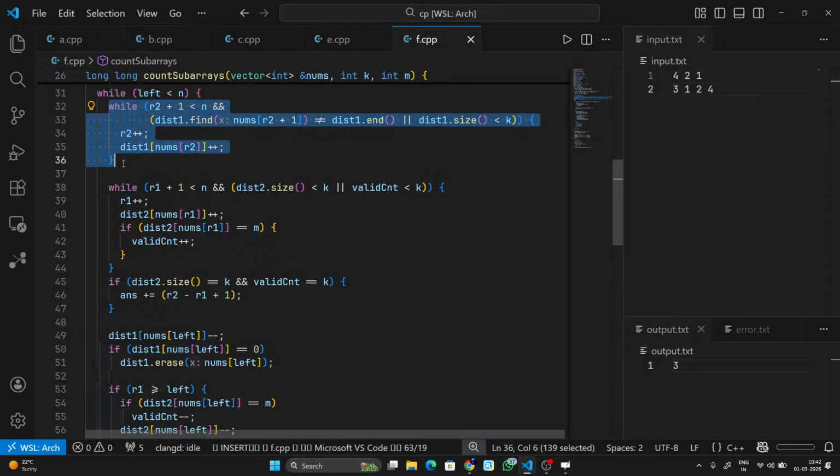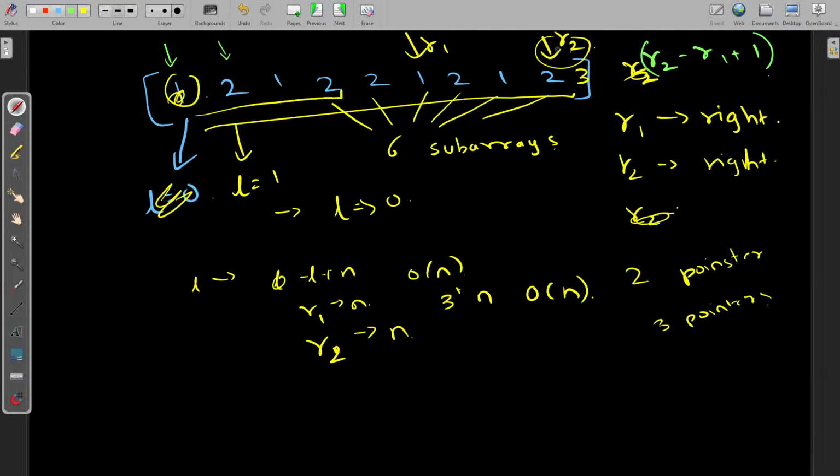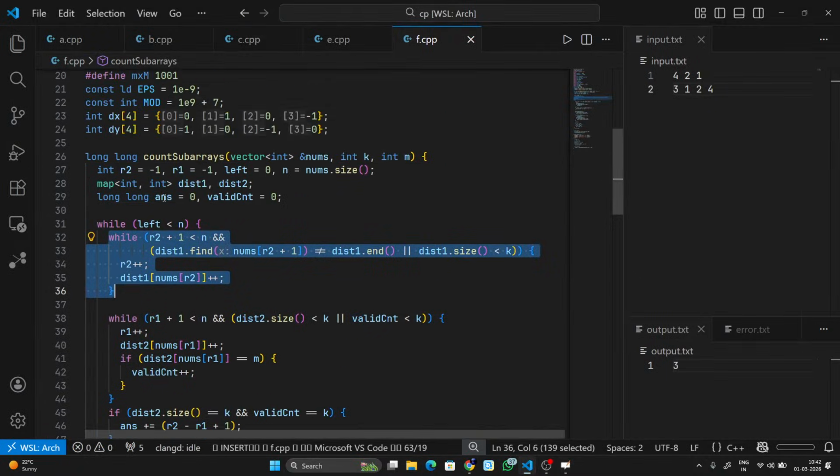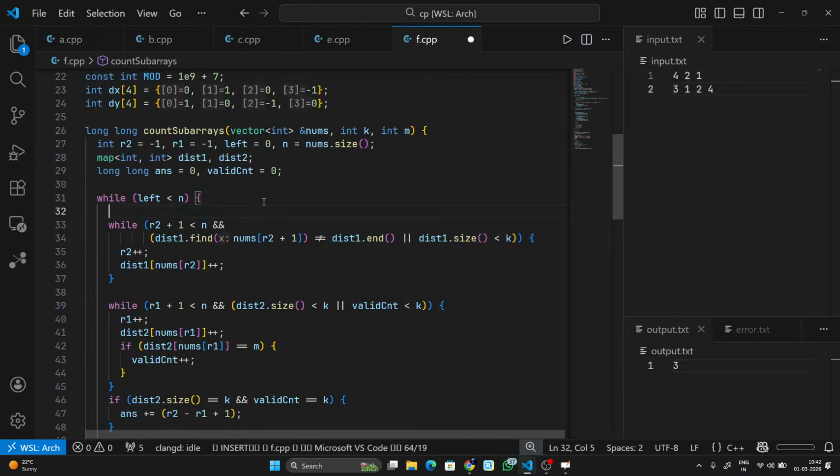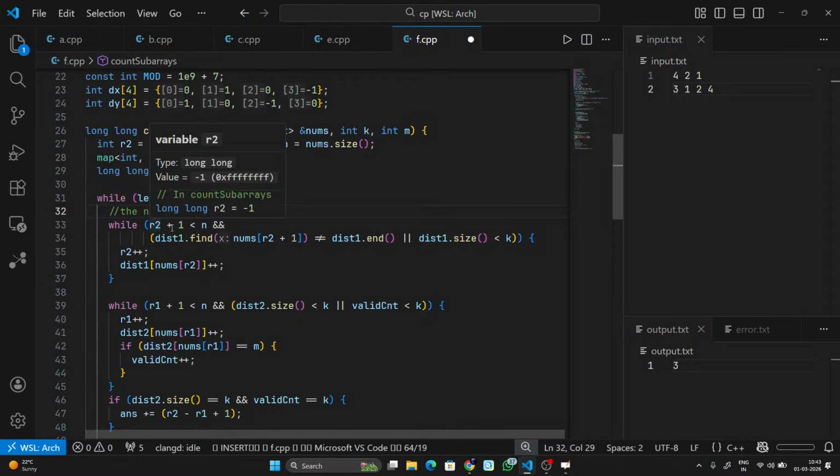Inside, I'm first iterating my R2 pointer. R2 pointer means the maximum index which satisfies the first condition. What is the first condition? The number of distinct elements should be strictly equal to k. So the first check is R2 plus R1 is less than n. What does that mean? This simply means the next element exists. That means R2 is less than or equal to n minus 1. The next element after the current R2 I am on should be inside the range. It should not be out of bounds. This is the first condition.